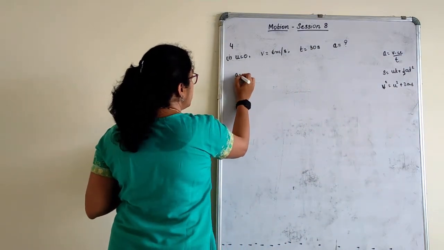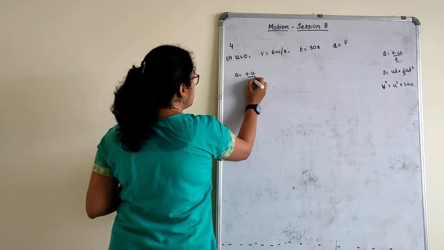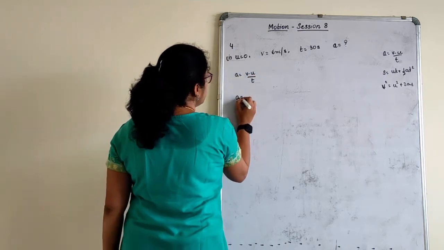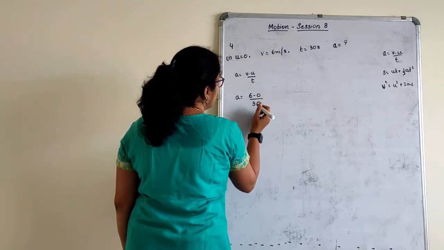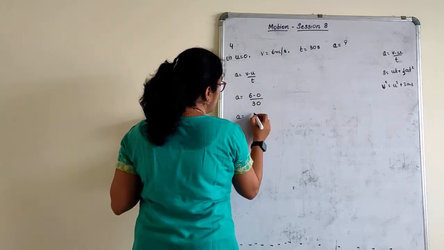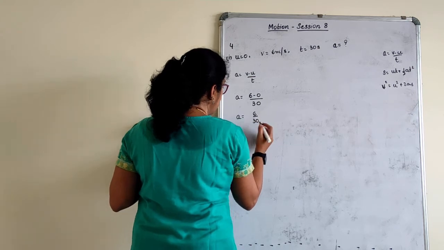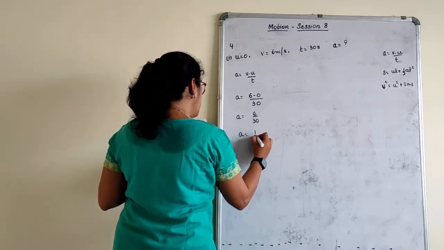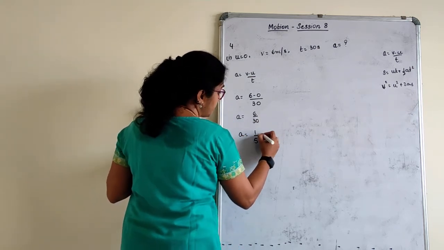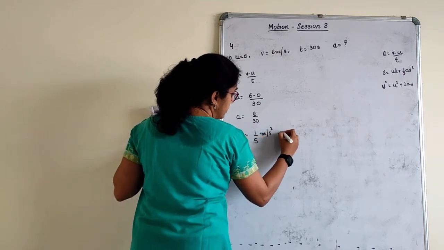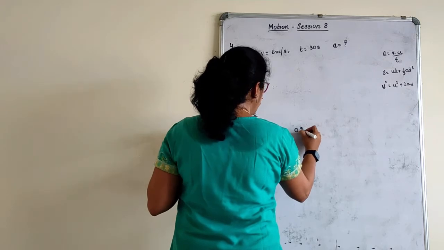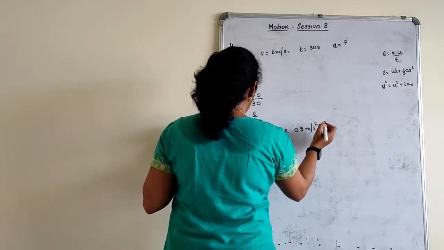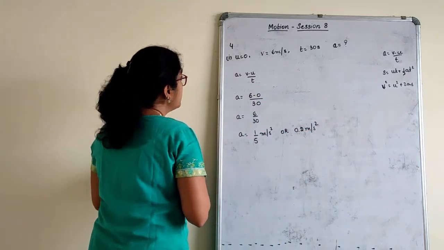Direct formula. A is equal to V minus U by T. So A is equal to V is 6 minus 0 divided by 30. So A is equal to 6 by 30. A is equal to 1 by 5 meters per second square or 0.2 meters per second square. That is acceleration. Now case 2.